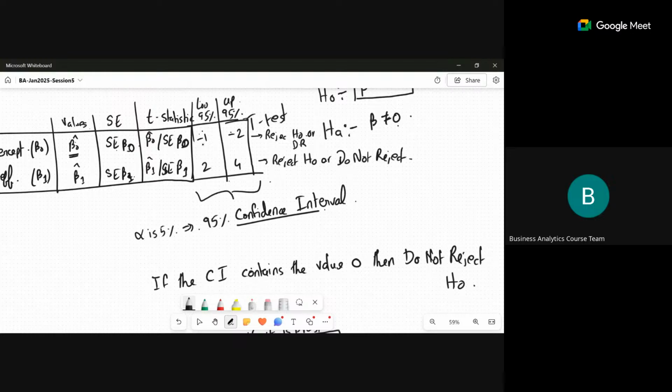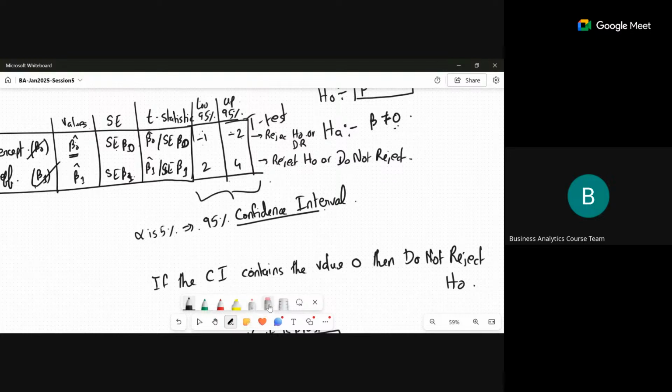So in this case, the interval 2 to 4 does not contain 0, because the lower bound is 2 and the upper bound is 4. The other interval has lower bound -2 and upper bound -1. So in both cases, the 0 value is not contained. So both beta 0 and beta 1 are significant.